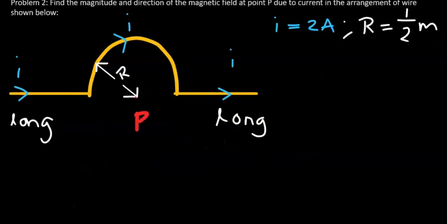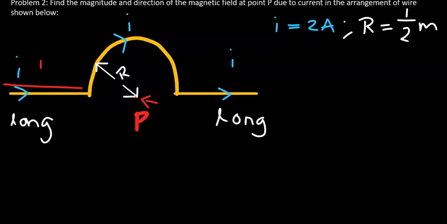Problem 2. Find the magnitude and direction of the magnetic field at point P. So P is right there, due to the current in the arrangement of wires shown below. The current is 2 amperes. The radius of that semicircular loop is half a meter. Of course, there are 3 parts to be considered. The first is that part of that wire that extends all the way from the left to the semicircular loop.